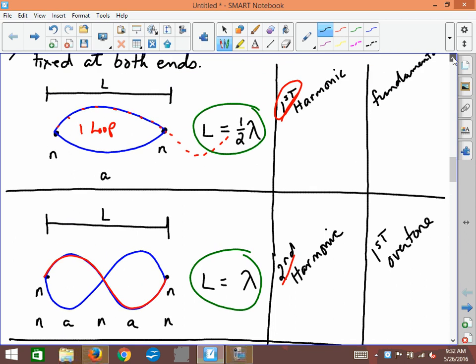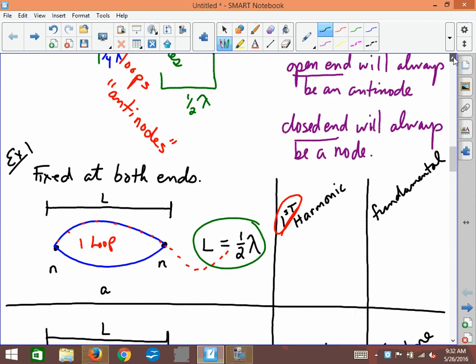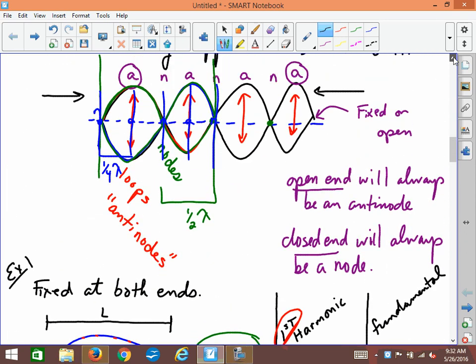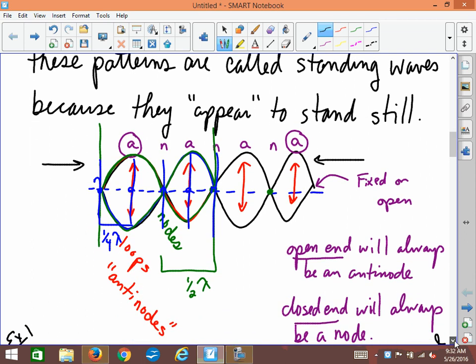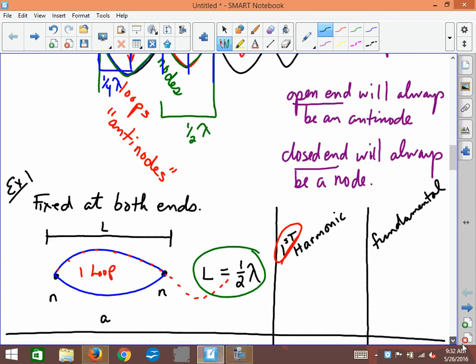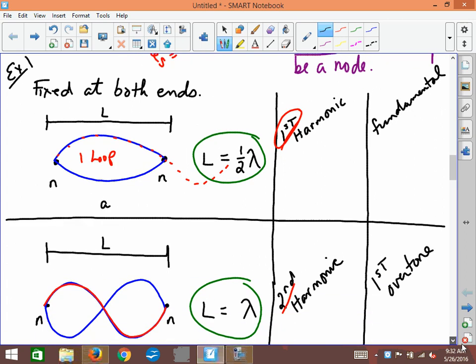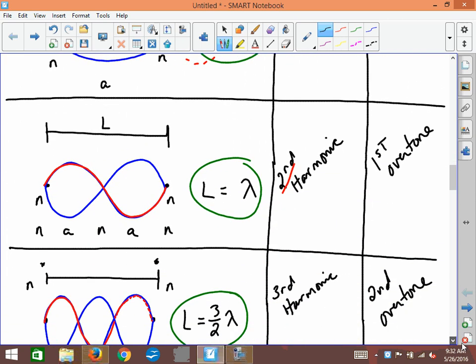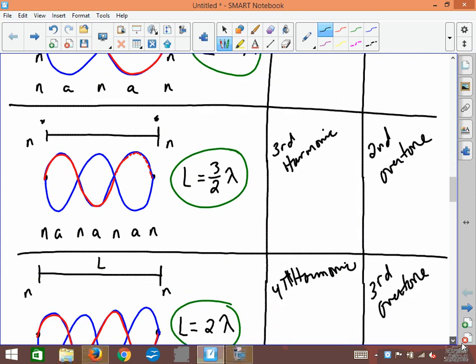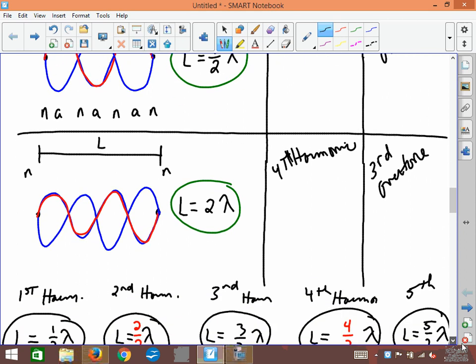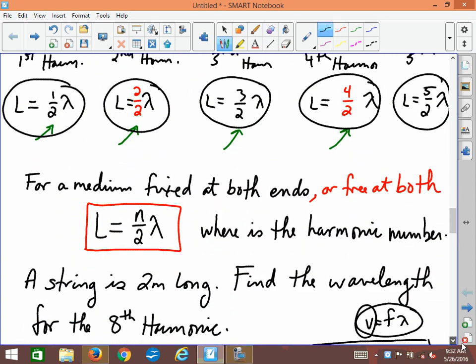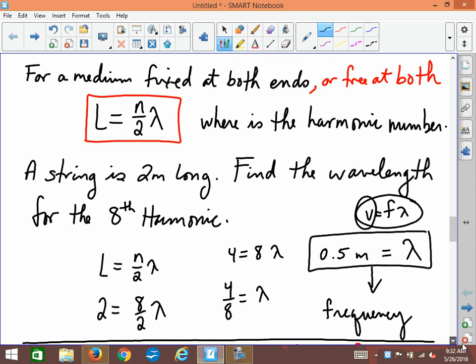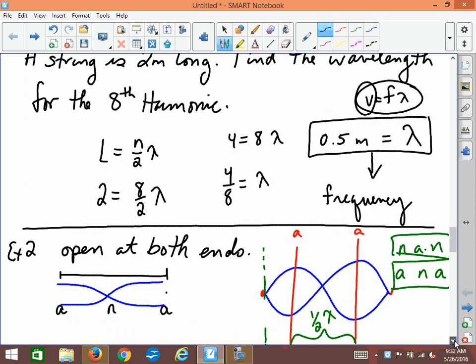The question, in other words, needs to tell you in some way whether the ends are both open, both closed, or one open, one closed. And in the example that we did, we just assumed that that was the case because it came right after we were studying that. All right, I went way past it. I think it's coming up right here.